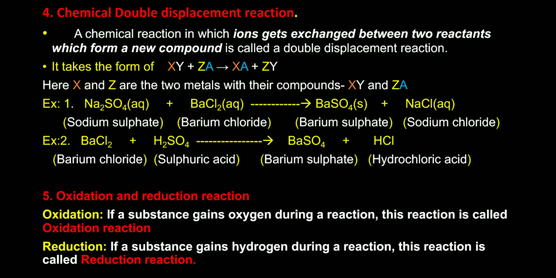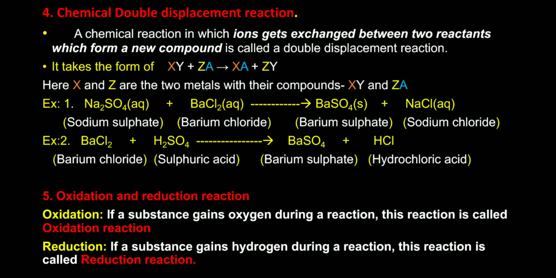Example number 2: barium chloride reacts with sulfuric acid, forms barium sulfate, and hydrochloric acid is liberated. Here barium chloride is the compound. Barium accepts the sulfate from the H2SO4 and becomes BaSO4, and the H2 in the second reactant and Cl in the first reactant combine to form HCl. This equation is not balanced. It is given for your homework.